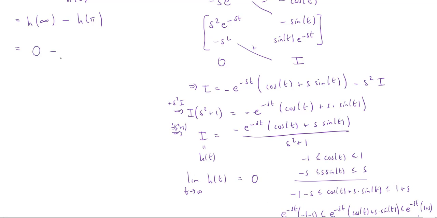Okay, what about this minus h of pi? Well, if we let t equal pi, we're going to get negative e to the negative pi s times, okay, the cosine of pi. Cosine of pi is -1. And s times the sine of pi. Oh, sine of pi is 0. So this is just s times 0. Nice. Divided by s squared plus 1. Okay, negative and a negative is a positive. And then, oh, wait, I have another negative. So we get negative e to the negative pi s over s squared plus 1.